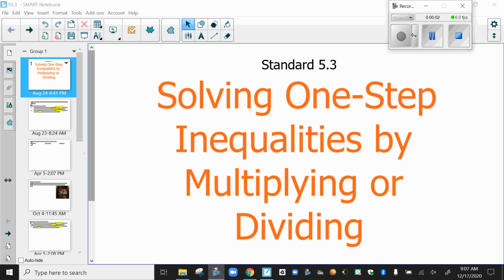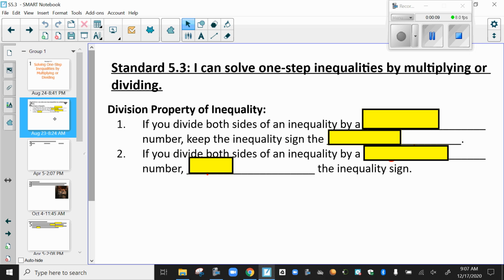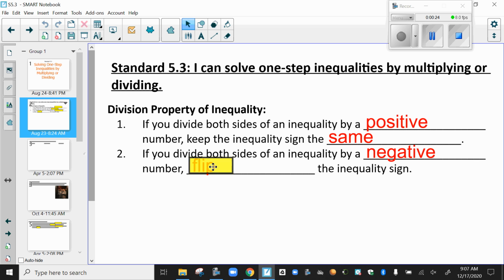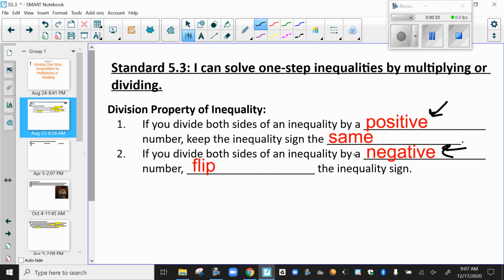Right, back again. Standard 5.3, solving one-step inequalities by multiplying or dividing. I can solve one-step inequalities by multiplying or dividing. Division property of inequality: if you divide both sides of an inequality by a positive number, keep the inequality sign the same. If you divide both sides of an inequality by a negative number, this is important, you're going to flip your inequality sign. You've got to decide early if you're dividing by a positive number or a negative number so you know what to do.